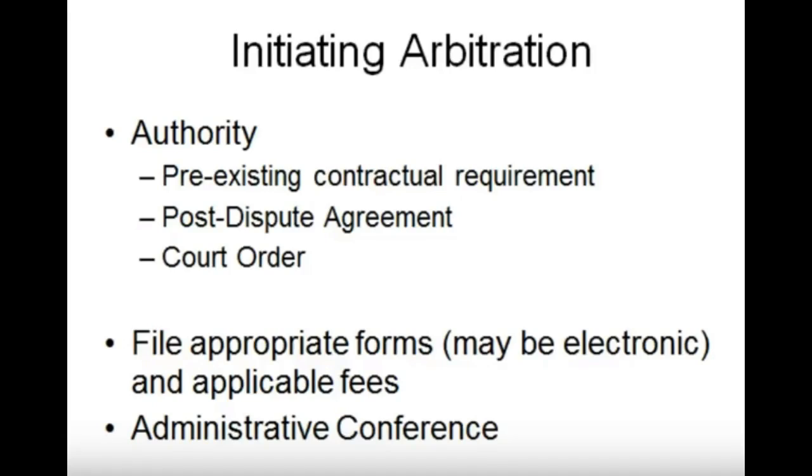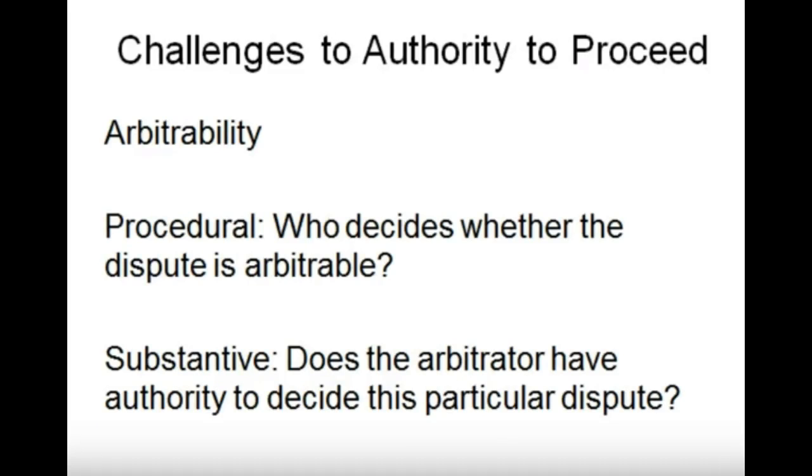There may be a few special issues that arise which are usually at least addressed in an administrative conference. One is a challenge to the authority to proceed, and the term for this, which is a term of art that is very specific and does need to be used properly, is arbitrability. There are two types of arbitrability. The first is procedural, which is who decides whether the dispute is arbitrable. The real question here is: is this arbitration itself valid? You may have a valid contract, but for some reason the arbitration clause itself may not be valid.